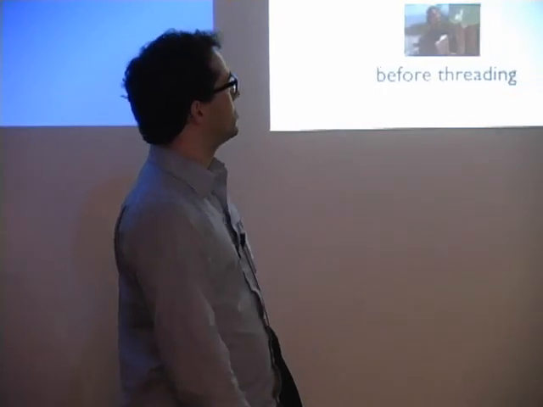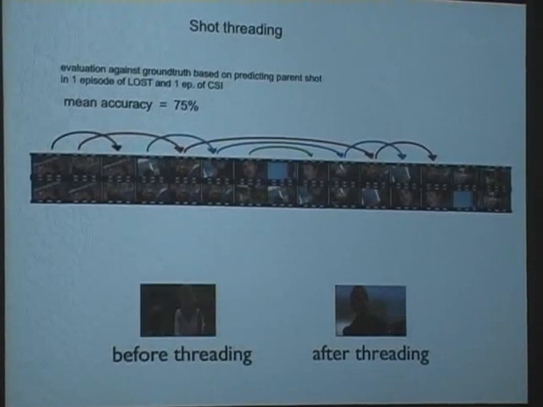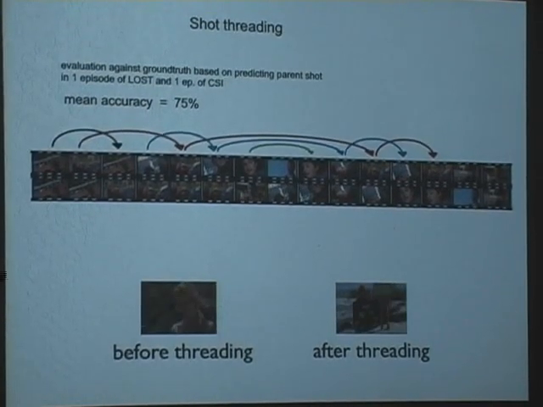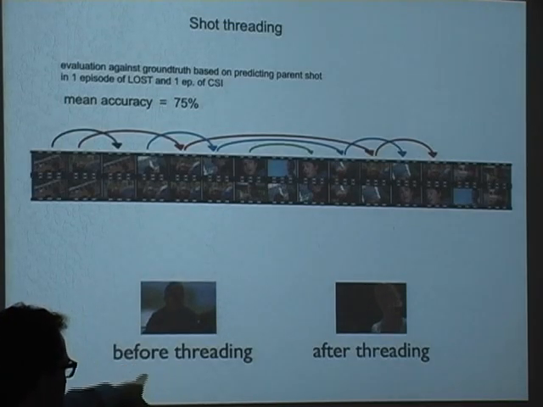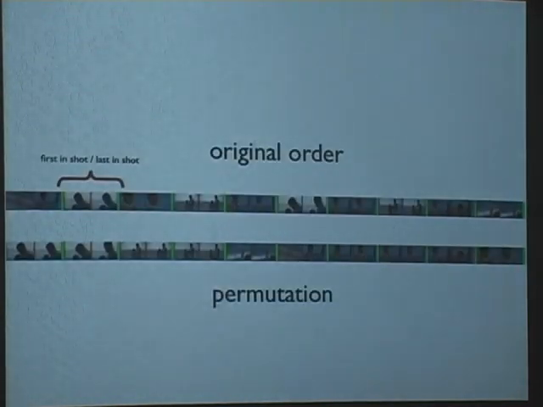So some results on the shot threading, shot reordering. So we evaluated against ground truth on one episode of Lost and one episode of CSI, and we get an accuracy for predicting the parent shot of about 75%. And so as you can see here, well, with some more example, but this is before reordering. What does a parent shot mean? Parent shot is in the generating sequence. What's the shot that generates you? Another way to view it is the previous shot in the permutation of shots in a given scene. That's the parent shot.